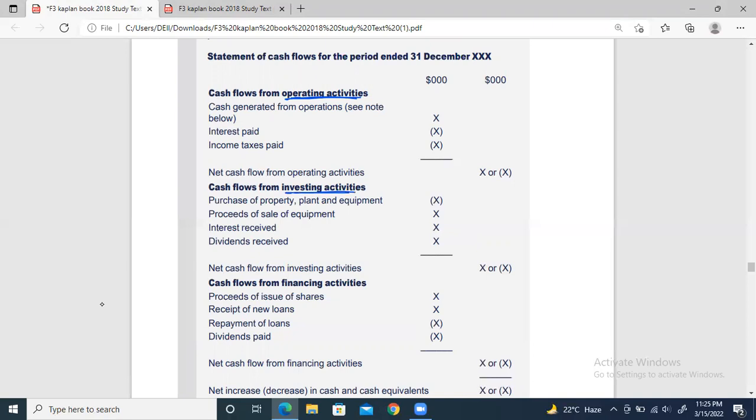Investing activities means we invest in many kinds of things in a business. For example, we invest in new non-current assets. We invest in new companies as well. We invest in new shares, and we also receive dividends from them as well. So everything relating to the investment part is written here under cash flows from investing activities. Now, the last one, the third head, cash flows from financing activities. Financing basically means that the company needs cash to operate, right?